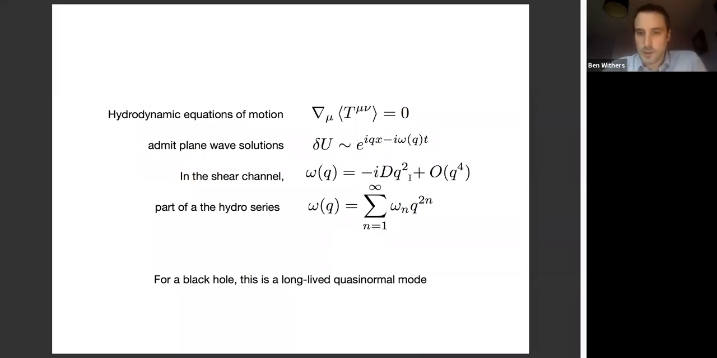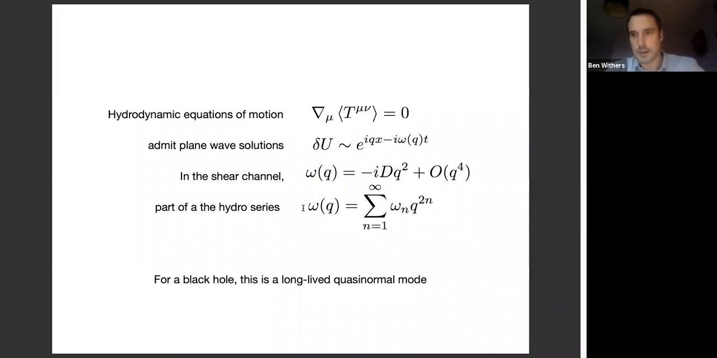And as a series in spatial momentum, the omega leads with a diffusion. For the shear channel, it leads with some diffusive behavior. And then there's a series in q squared. So we can write down this hydrodynamic series. Omega is a sum over powers of q squared with coefficients omega n. So this is the quantity.